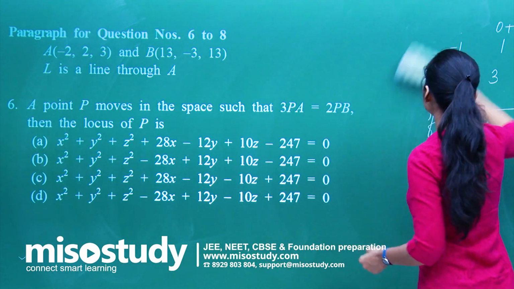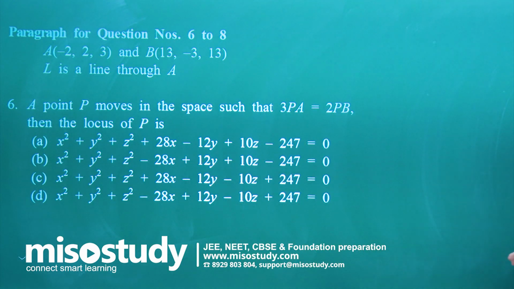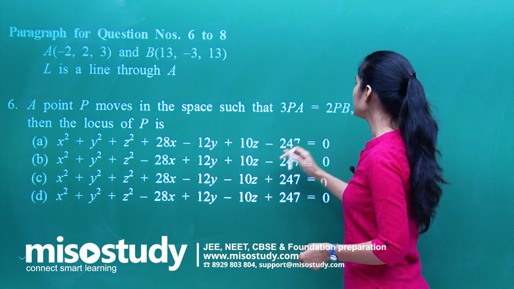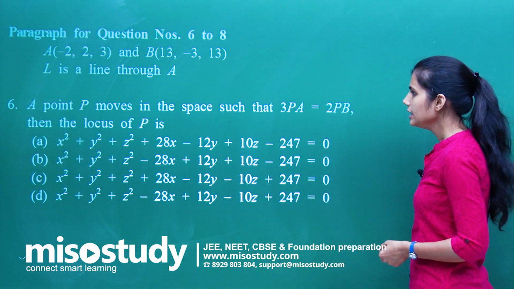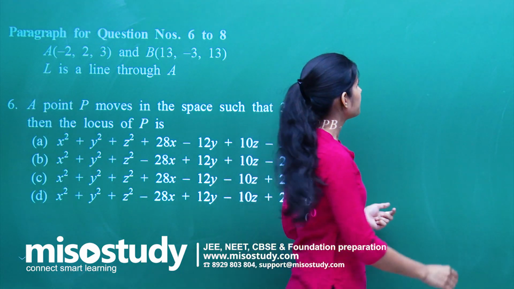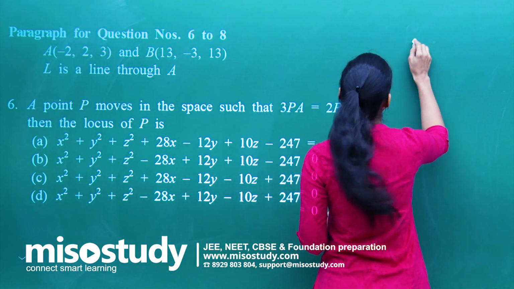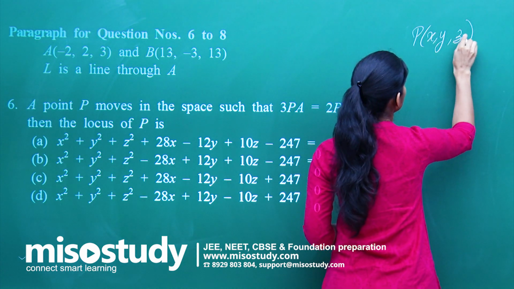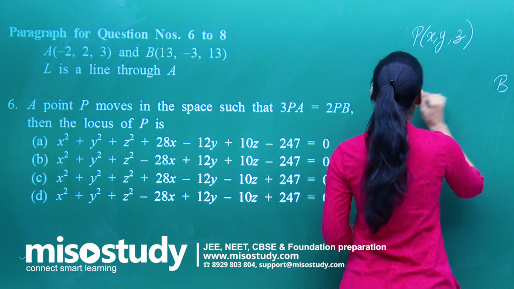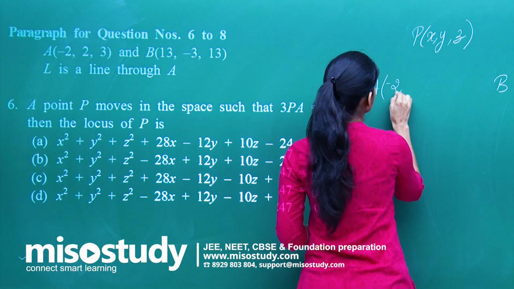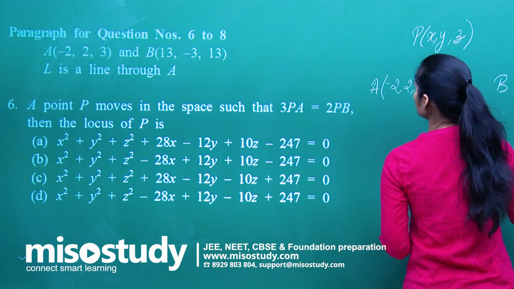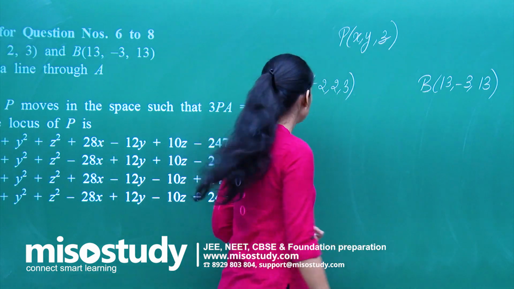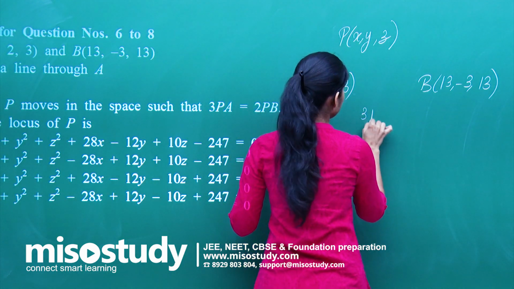A and B are 2 points whose coordinates are basically given to you. Next thing what we have is a point P moves in the space such that 3 times PA equals 2 times PB. Then locus of P is what? So see, A is given to you, B is given to you. So P is say x comma y comma z. So this is point A, this is point B. A is given to you as minus 2, 2, 3, and B is given to you as 13, minus 3, 13. 3 times PA equals 2 times PB.